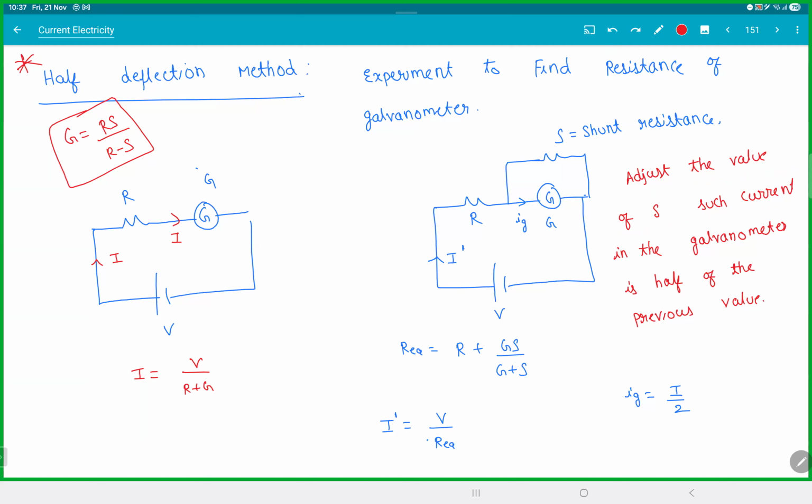The deflection in the galvanometer becomes half. Now in our question, it is mentioned 1/3 deflection method, which means the current has become I by 3. Got till here? That is the main thing you should know. Once you know that, it is simply a current electricity equation.